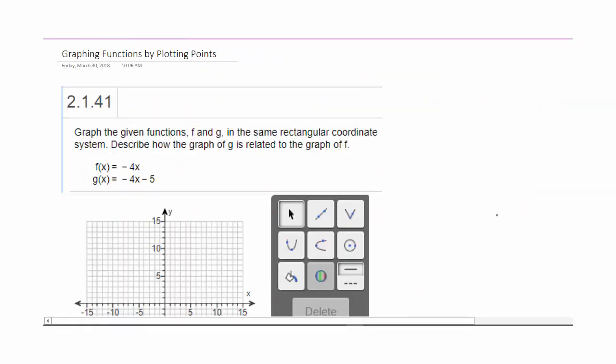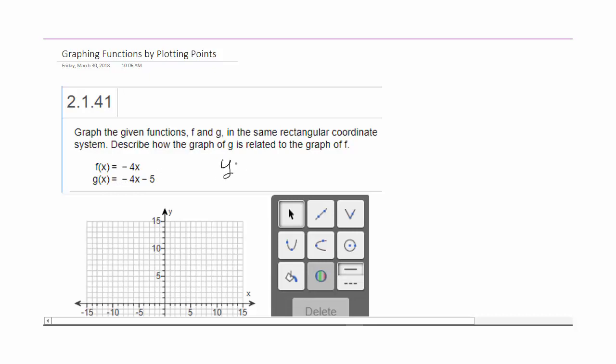Okay, so this is a MyMathLab question in our book. It comes from Chapter 2, Section 1. It says graph the given functions f and g. So it's not only f of x, we can actually give any letter name. We commonly use g, h, j, k. So f of x and g of x are, when we have to talk about two different functions in the same scenario, then we'll give two different names so we can distinguish between the two.